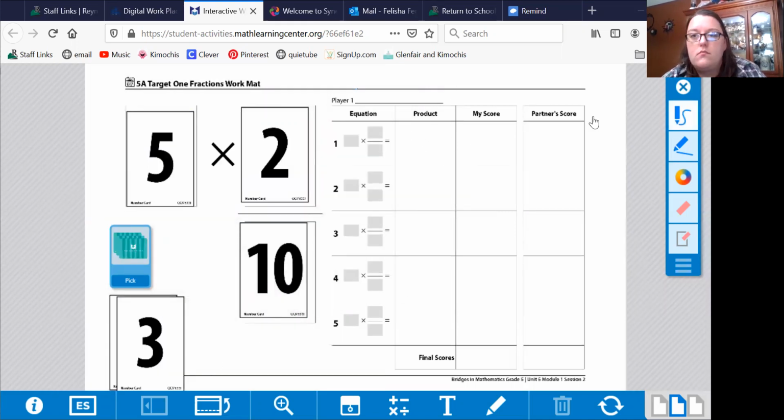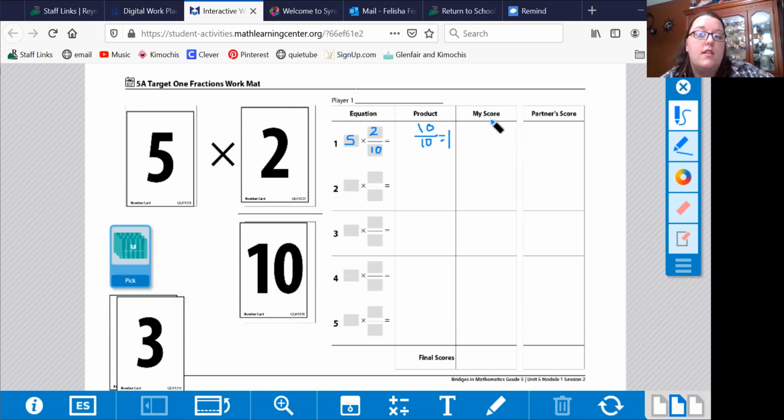So up here with my pen, my first equation is 5 groups of 2/10. Remember, product means the answer to a multiplication problem. Equation, use your number sentence. And so my product is 10/10, which is the same as 1.